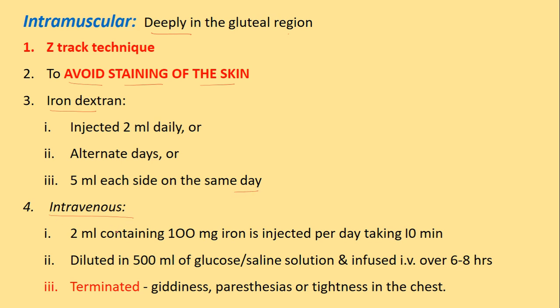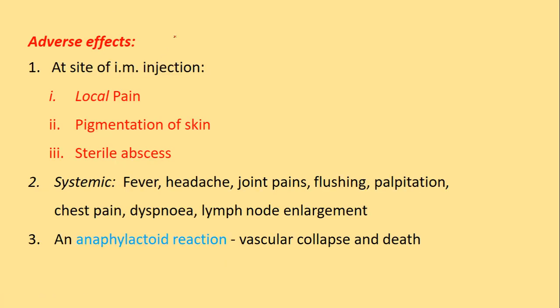It can be given intravenously, where you will be giving 2 ml, which contains 100 milligram of iron, injected per day taking 10 minutes, or it can be diluted with 500 ml of glucose or saline solution and infused over 6 to 8 hours. If you notice any giddiness, paresthesia or tightness in the chest, you have to immediately terminate the administration of these drugs.